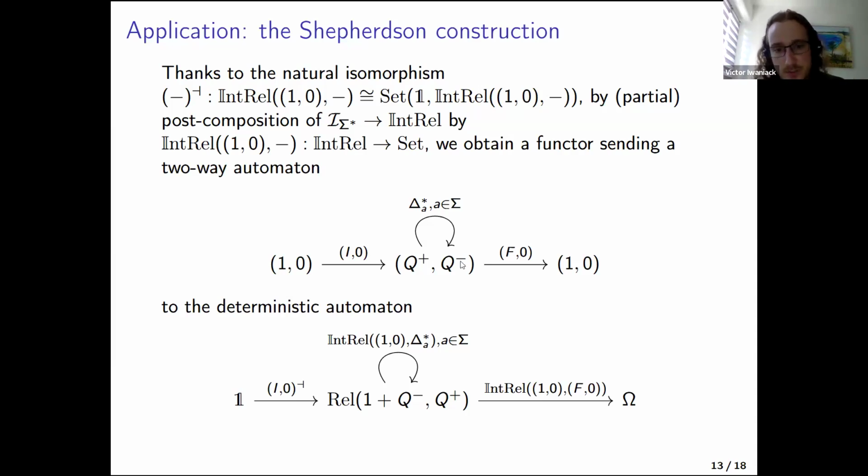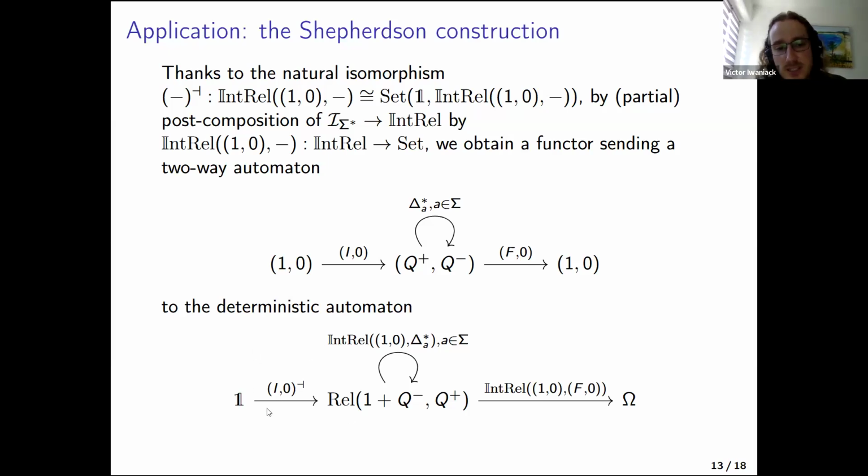Well, it partially works. So if you post-compose your automaton, as a functor from I Sigma star to IntRel, by the probing functor out of (1, 0), it partially works, okay? Because we obtain, so here we have no restriction, but we obtain the subobject classifier because there are exactly two morphisms from (1, 0) to (1, 0). But here we have to be a little bit smarter and say, well, my initial states are actually already a morphism from (1, 0) to (Q+, Q-).